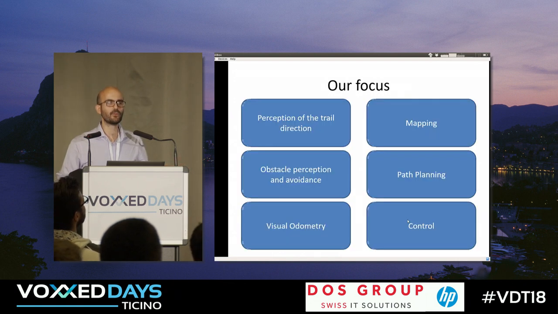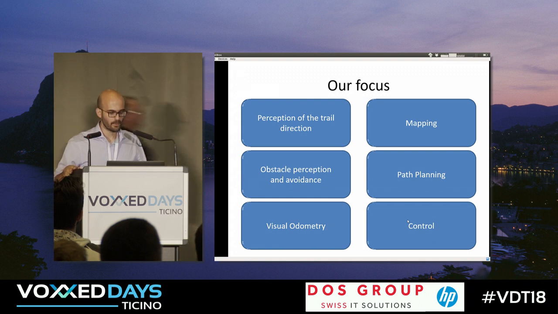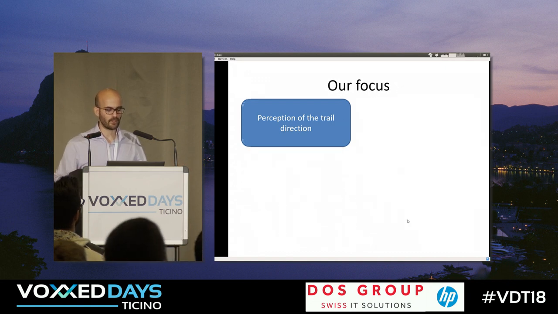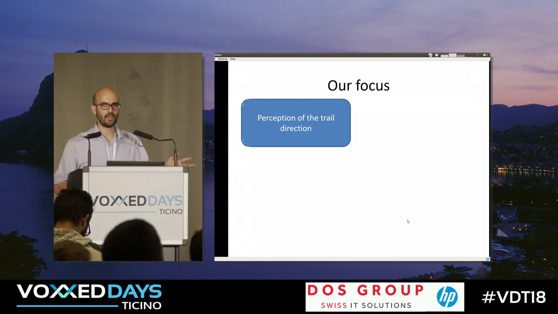So if you want to do this with a robot, because we do robotics, right? If you want to build a robot that is very good at doing this job, you have to solve a lot of problems. You have to find how to see the direction of the trail. You have to make maybe a map, make sure that you avoid obstacles. We don't care about most of those things. We just care about seeing whether we can understand where the trail is heading from the picture.